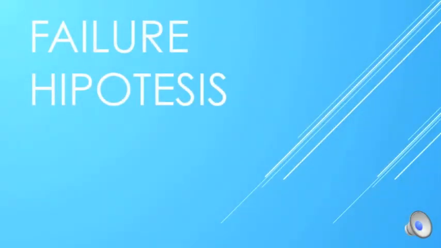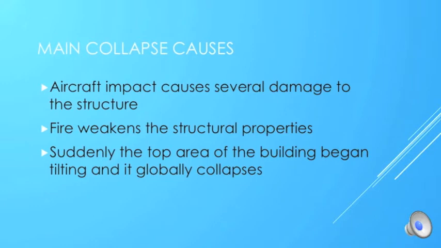Now we're going to talk about the failure hypothesis. The main causes of the building collapse were the aircraft impact damage, the fire weakening the structure, and then suddenly the building collapse.